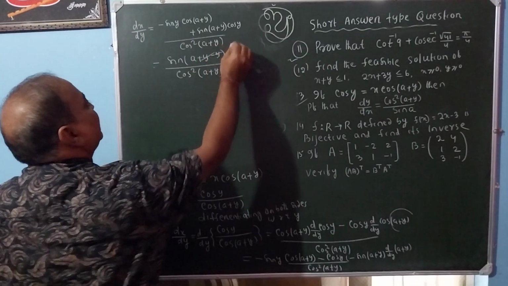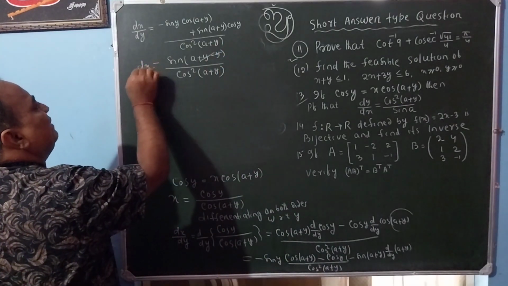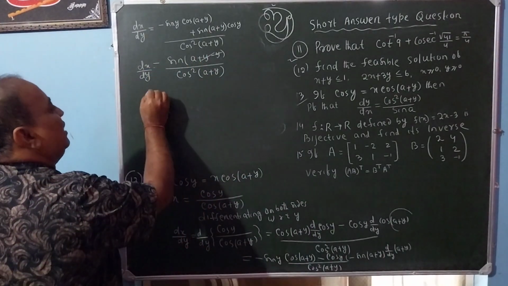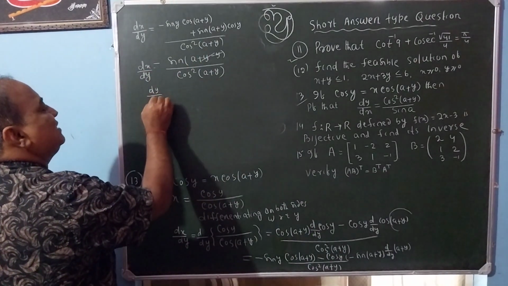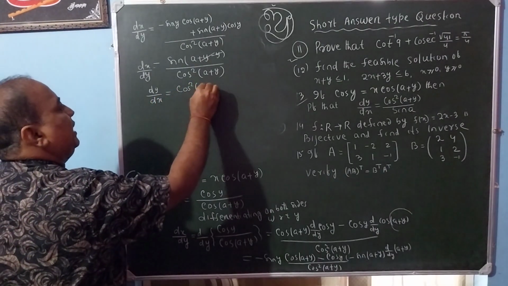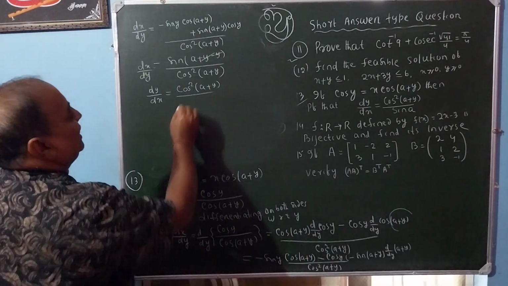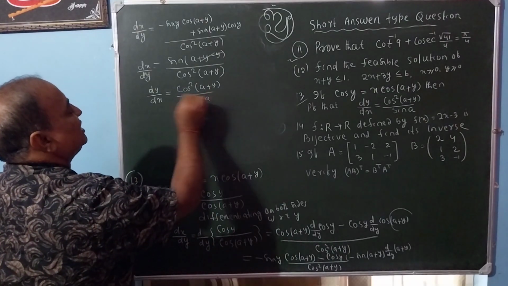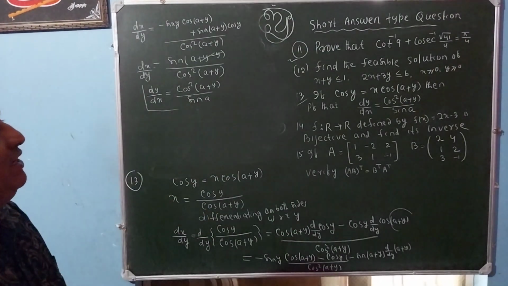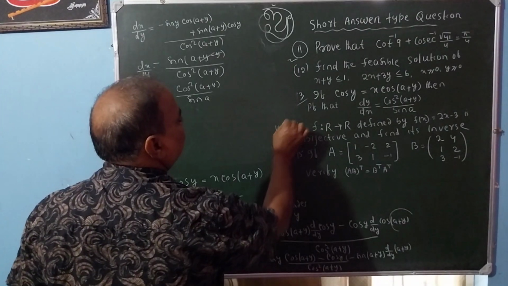Y is cancelled. So dx by dy is coming out, and its reciprocal dy by dx is equal to cos square (a plus y) divided by sin a. So this is the answer of question number 13. Okay, very important question, must come in examination.